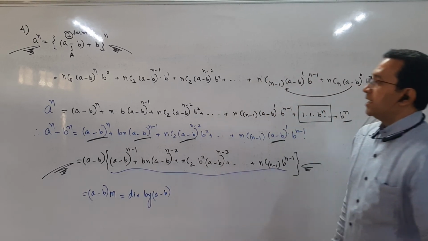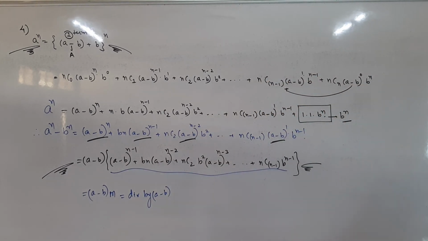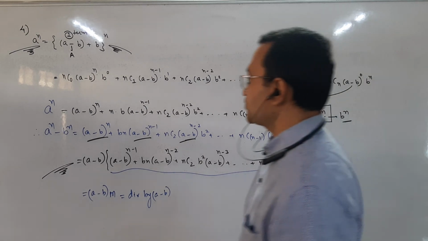Or if I write, a raised to n minus b raised to n has a factor which is a minus b, that is one and the same. That entire bracket which I have underlined, I am supposing that the value of that bracket is n. We are just supposing that value as n, and this comes out to be a minus b into n. So the term a raised to n minus b raised to n has a factor a minus b, or it is divisible by a minus b. It is one and the same.